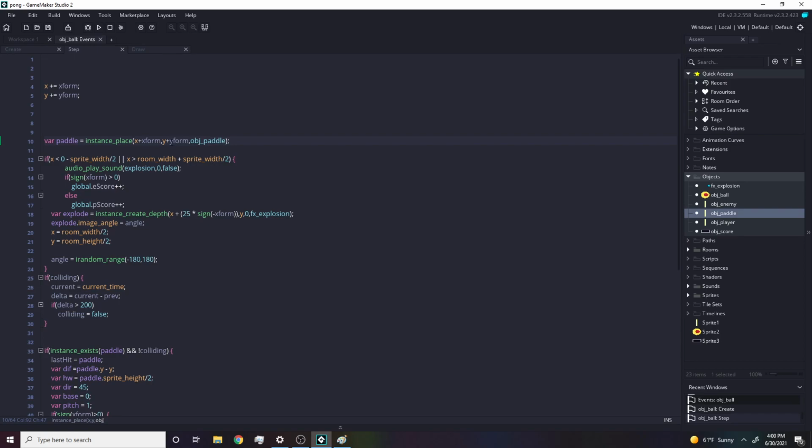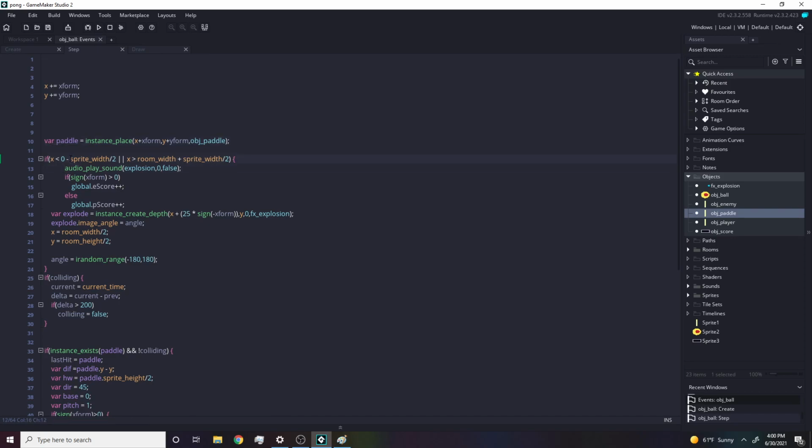And so what instance place does is it checks the object that we're moving, and it checks at this x and at this y if there will be a collision. So we are temporarily moving it towards x form and y form. And if there will be a collision there, we will return the instance ID of the collision, the thing we're colliding with for object paddle. And if we're not colliding with anything there, then it will return noone.